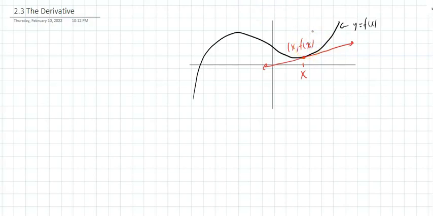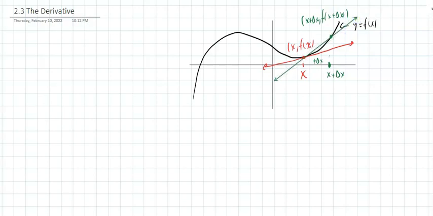So somebody came up with the idea of, well, you know what? Take x and add a delta x to that. That makes this point x plus delta x. And the y associated with that, x plus delta x, is f of x plus delta x. And they said, well, why don't you find the slope of this line?